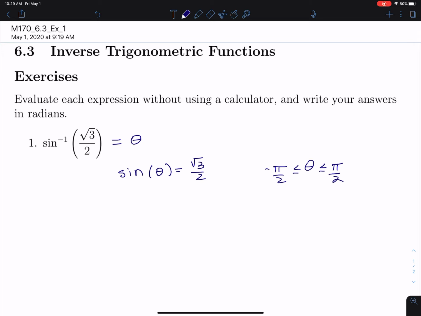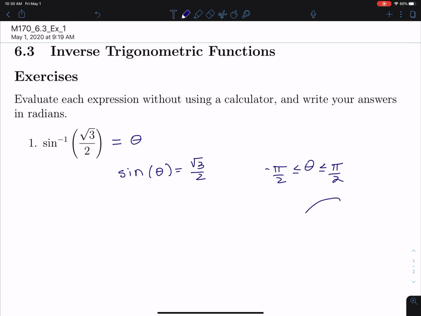For all of our inverse trig functions, when we put a positive number in there, we're going to get an answer, an angle, in quadrant 1. It's only when we have a negative number as input that we have to think about it more. But here we're putting a positive number in there.